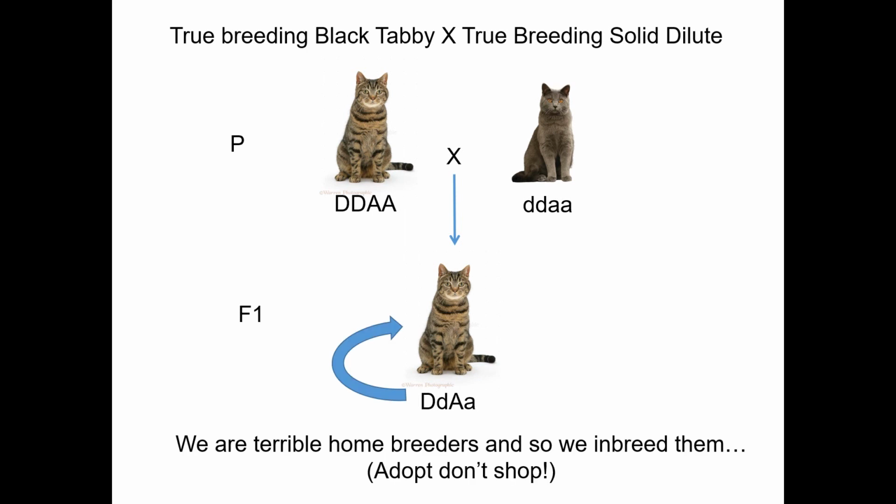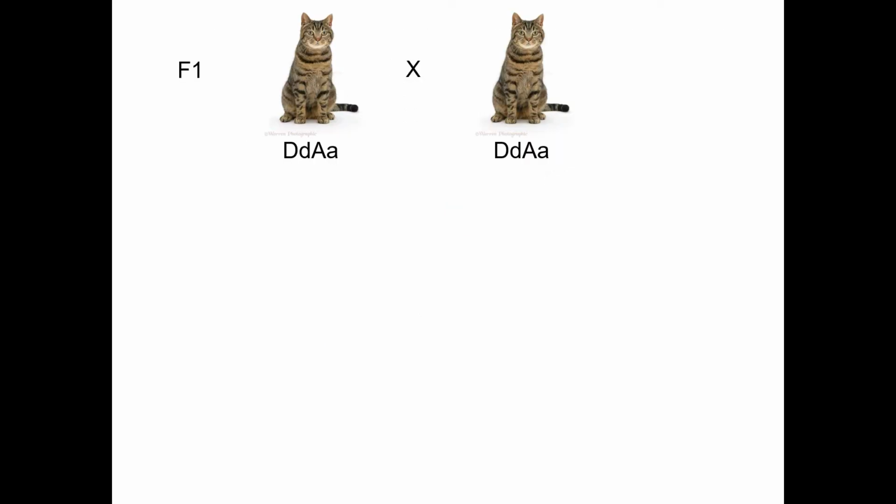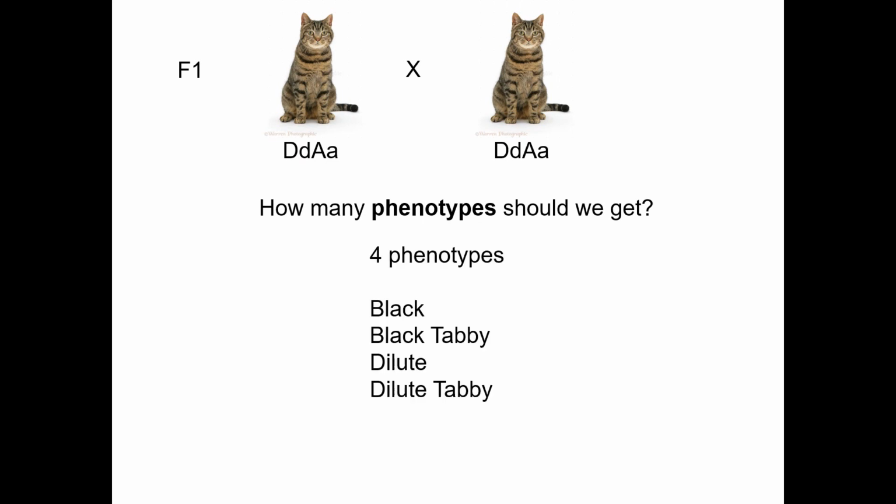So we are going to interbreed our F1 generation. That means we're going to take two individuals who look the same and are heterozygous for both traits. So we want to ask a couple of questions. How many phenotypes should we get? What's possible? Well, our options are 4. We could get black cats, black tabby cats, which have stripes, dilute cats, or dilute tabby cats.